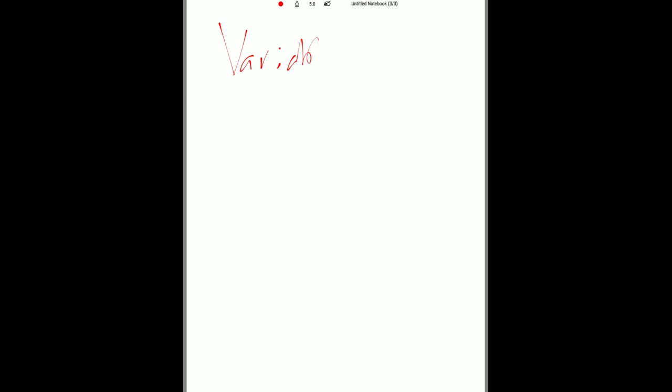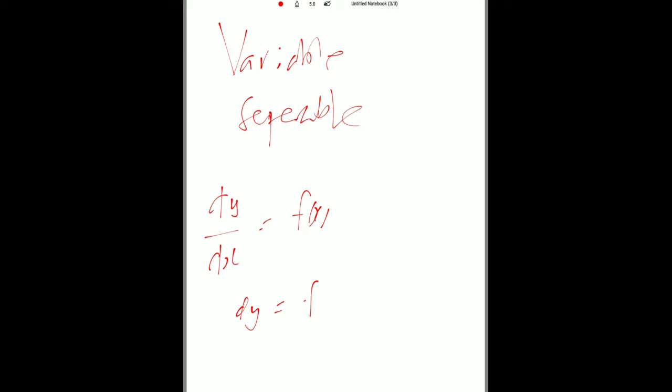A very important type of first order differential equation is called variable separable. Now, if an equation is said to be variable separable, then that would mean that it's of some form where dy by dx may be equal to f of x, for example. So what do we do? We say, all right, we're going to leave the dy here and carry the dx over here. So in effect, it's like we're multiplying both sides by dx. And we just integrate both sides.